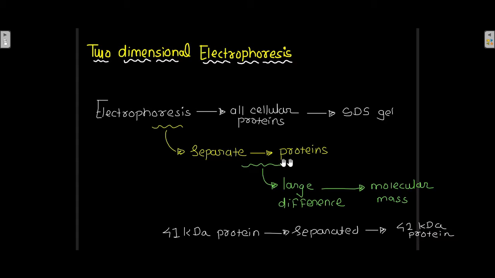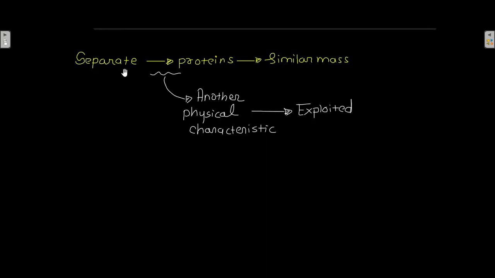So if you are doing electrophoresis of the cellular protein by SDS gel, then with the help of that you can separate only those proteins which have large differences in their molecular mass. To separate proteins which have similar mass, another physical characteristic must be exploited.